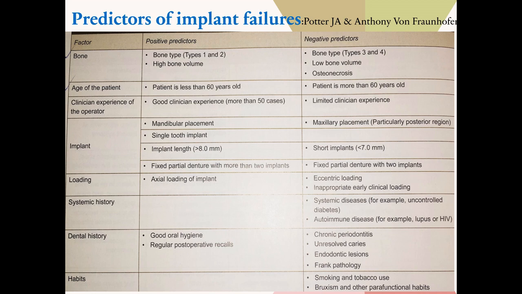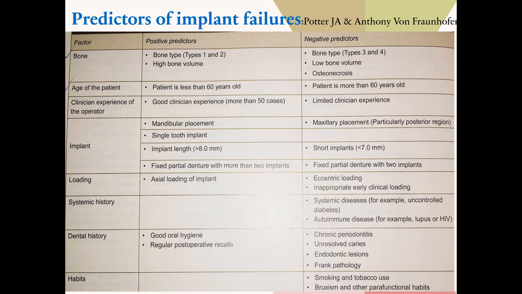The next factor is the age of the patient. So above 60 years is a negative predictor. The clinical experience of the operator. So if there is good clinical experience, that is a positive predictor. Again, the implant placement and the location. The maxillary posterior placement is a negative predictor as the bone type is usually D3 or D4. And a shorter implant is again a negative predictor.